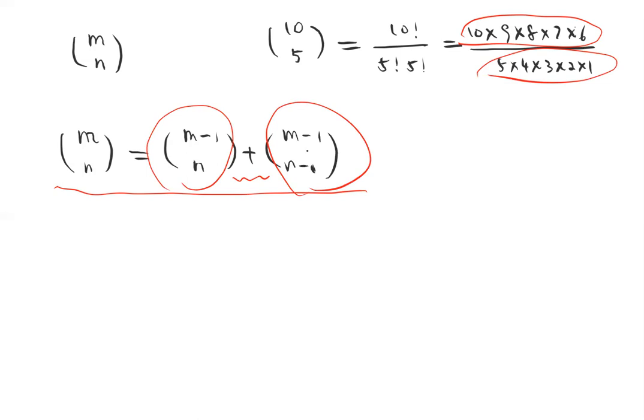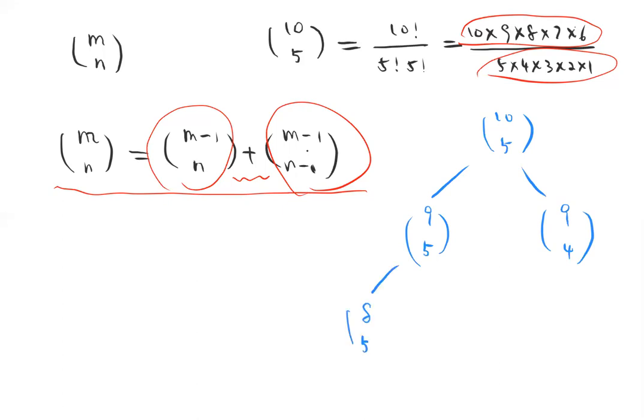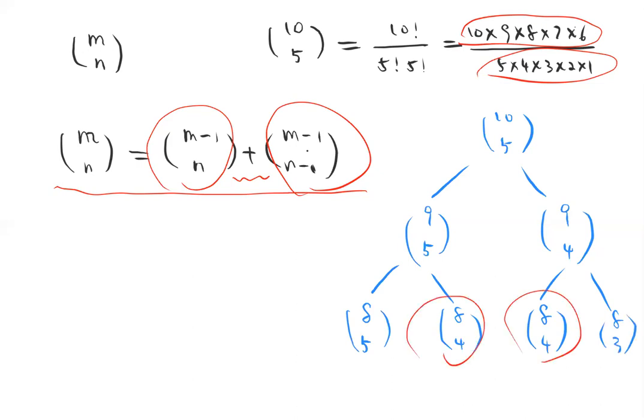But if you use this recurrence relation to compute this, we'll fall into the same trap again because of overlapping of sub-instances, or overlapping of sub-problems. For example, to compute 10 choose 5, if we expand it, we need to compute 9 choose 5 and 9 choose 4. If we expand again, 8 choose 5, 8 choose 4. Here we see that 8 choose 4 needs to be computed twice. We have overlapping here. The same problem occurs.